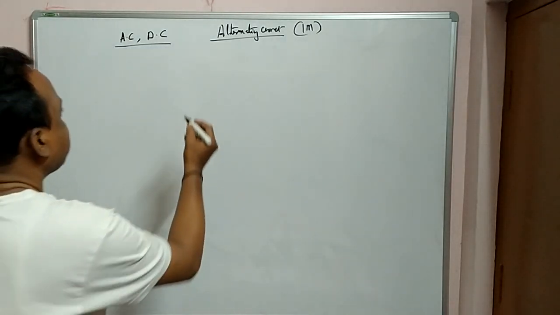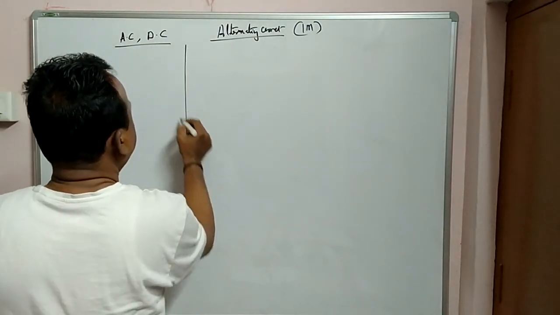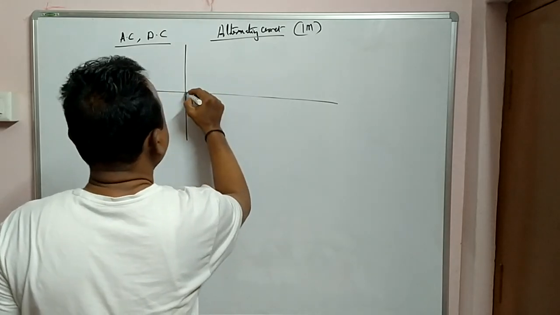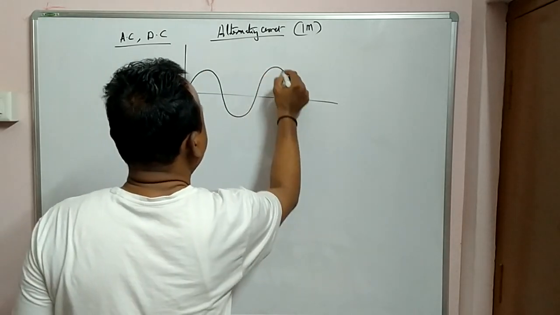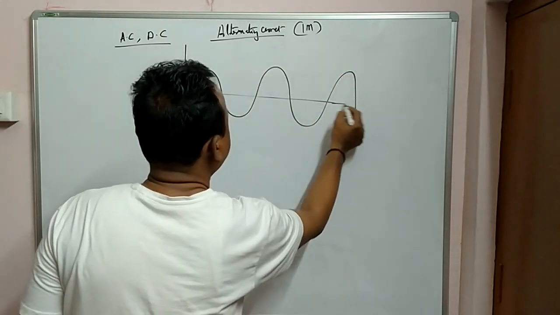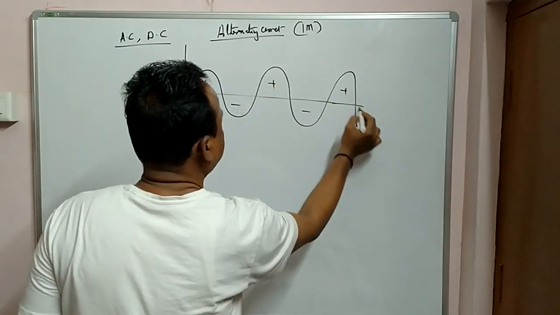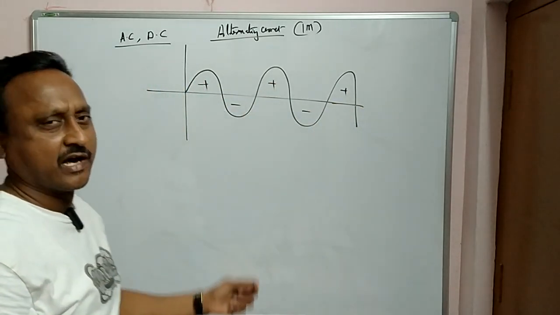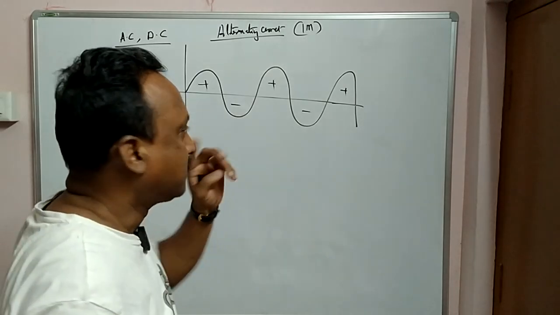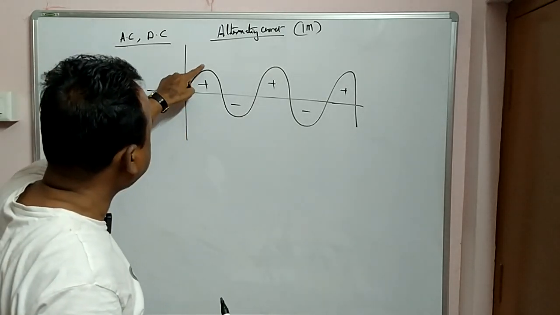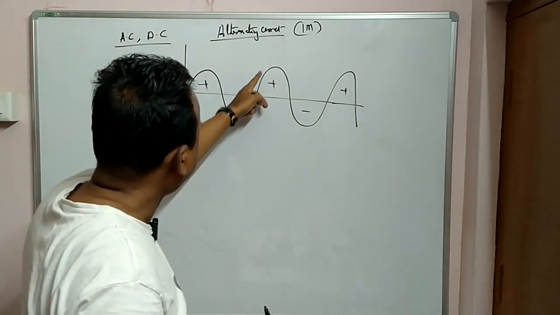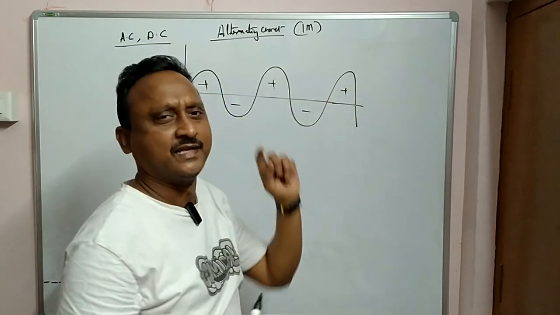You can see alternating current goes like this. This is the graph for AC. If you observe carefully, plus minus, plus minus, plus minus. This is a sine curve, a sinusoidal curve. So what is happening here? The direction is continually changing: plus, minus, plus, minus.